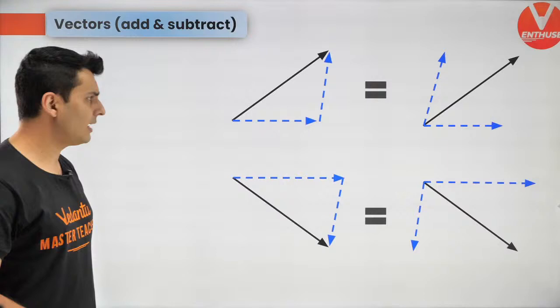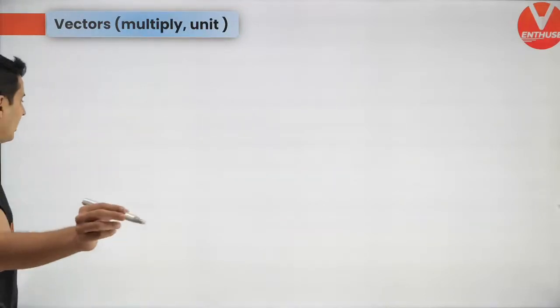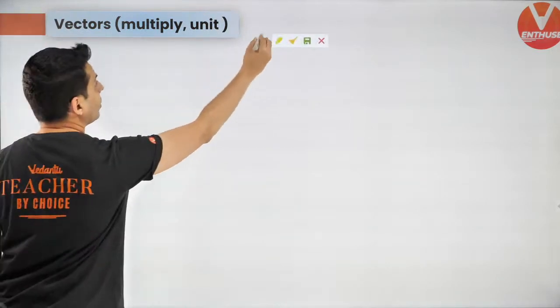Okay, so this is the resultant. That's how you find it. I just spoke about it. Now, talking about vector multiplication and vector product and all these things.